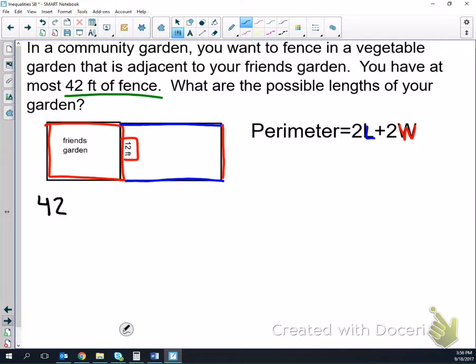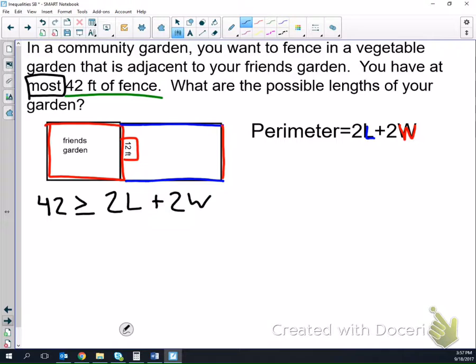So it says at most 42 feet is the most we can use. So rather than an equals, I'm going to put 42 is greater than or equal to our 2 times the length plus 2 times the W. So whatever length and width I happen to use for my garden, it can be less than that. I just can't go greater than 42 because, well, I don't have enough fencing to do that.